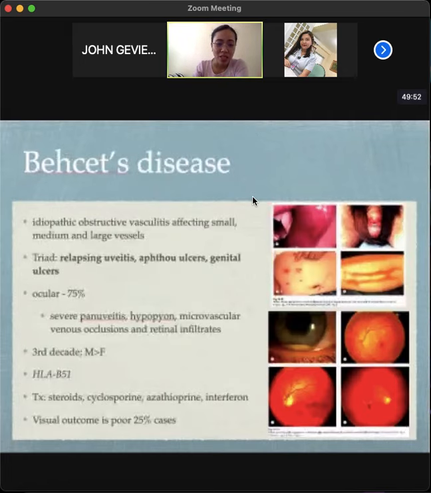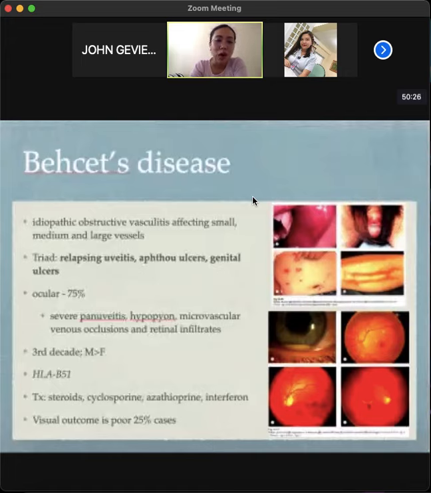Behcet's syndrome is an obstructive vasculitis affecting both your arteries and veins, with a triad of relapsing uveitis, aphthous ulcers, and genital ulcers. Eye involvement in these cases would be around 75%, usually panuveitis. Actually, Behcet's disease usually presents as posterior uveitis, very occlusive, and the visual prognosis is usually poor.